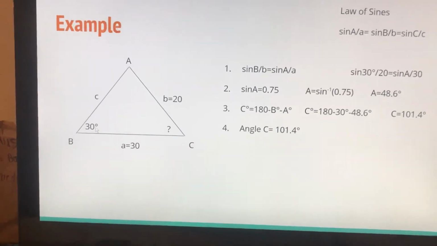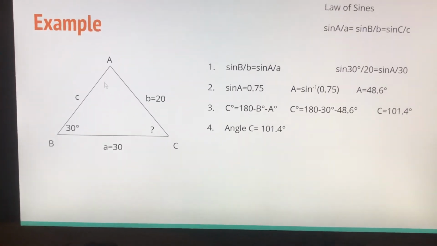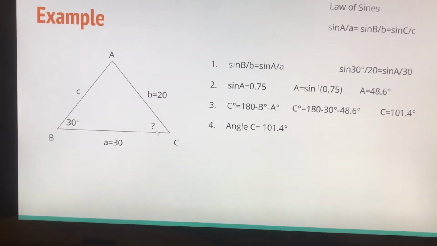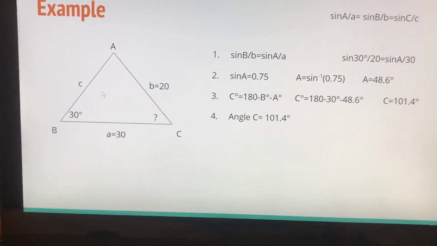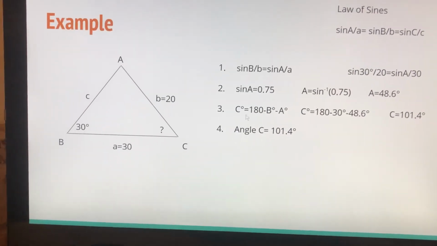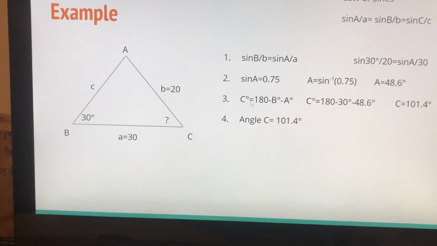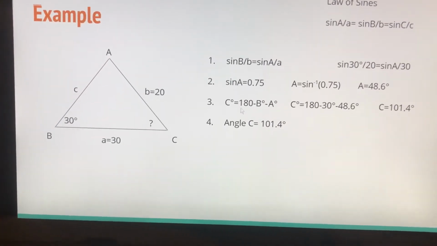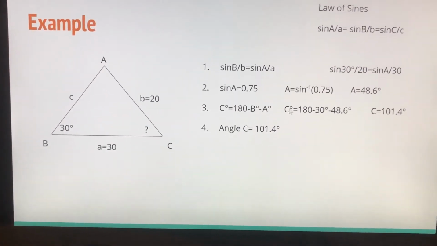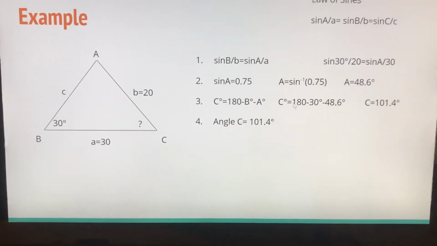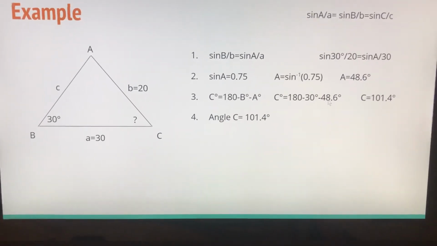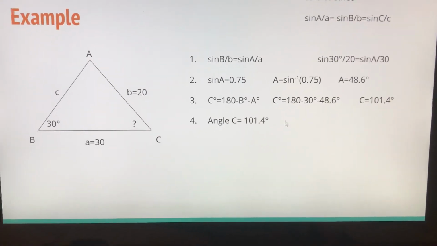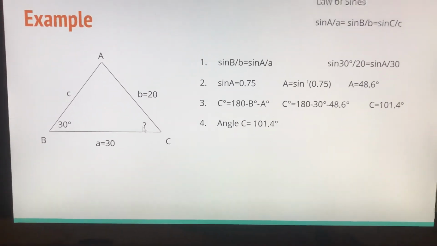So now you have 30 degrees right here and 48.6 degrees up here, and you have to find angle C. We know that the whole amount of degrees of a triangle is 180. So to find angle C, you have to subtract B and A from 180. So the degree of C is equal to 180 minus 30 minus 48.6 degrees, which is C equals 101.4. So now you know that angle C equals 101.4.